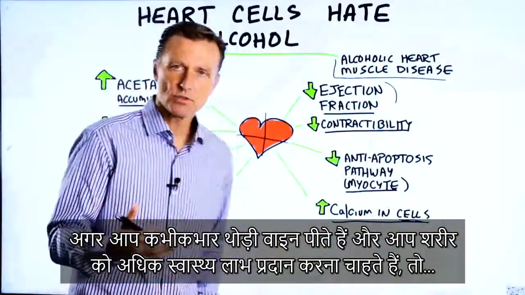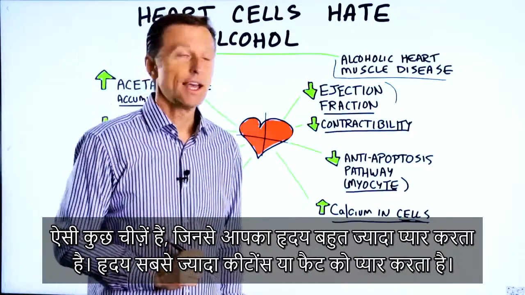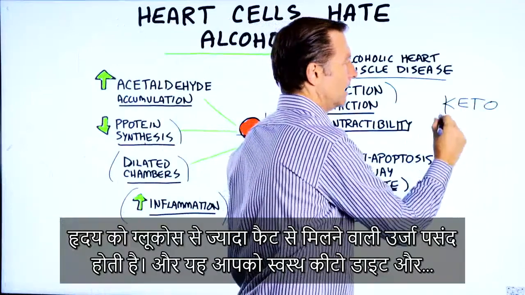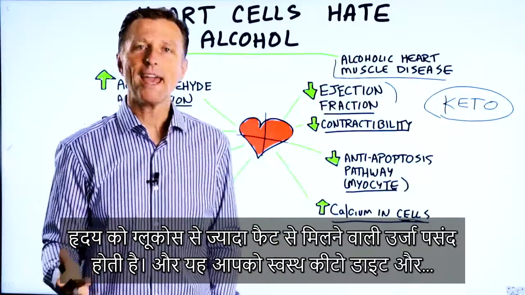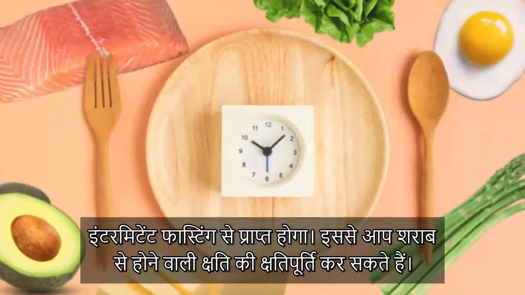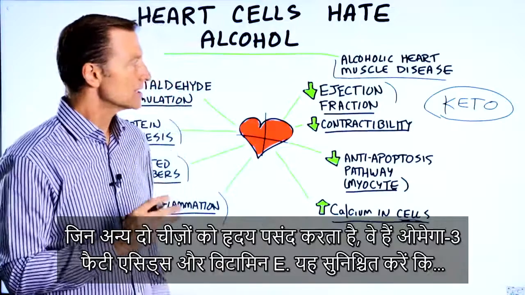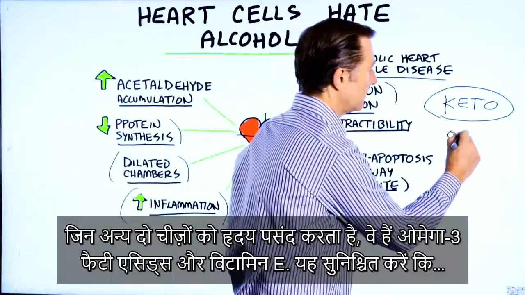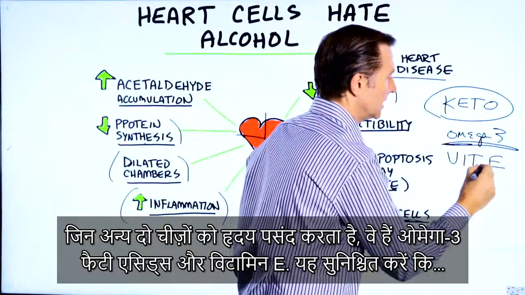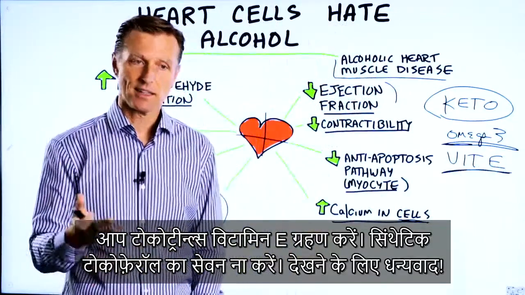But I will say, if you're going to drink some wine occasionally and you want it to create more recovery, there are certain things that the heart loves. And the biggest thing that it loves is ketones, fat. The heart prefers fat fuel way over glucose fuel. And that would be the healthy keto and the intermittent fasting for sure, as a way to recover the damage that alcohol could create. The other 2 things that the heart loves are omega-3 fatty acids and vitamin E. But make sure the vitamin E includes tocotrienols, not just a synthetic tocopherol.